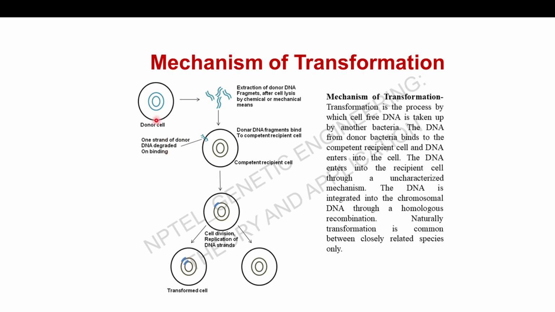So what is happening here is this is the donor cell. We have extracted donor DNA and fragmented it after cell lysis by chemical or mechanical means. We looked at the different ways to lyse the cells, mechanical or chemical lysis. Then the donor DNA fragments bind to competent recipient cells. One strand of donor DNA is degraded on binding, and this is the competent recipient cell. It is eventually taken up by the recipient cell and gets integrated into its genome. Then when the recipient cell divides, the DNA will be replicated, and eventually the donor DNA gets incorporated into the genome.